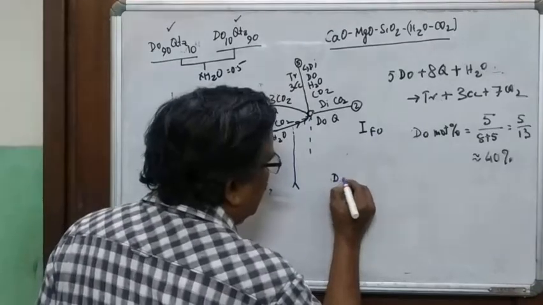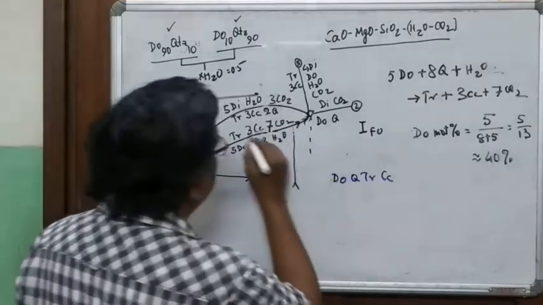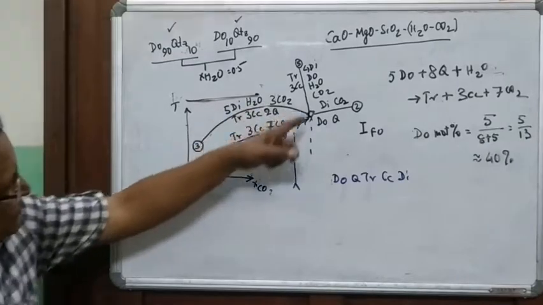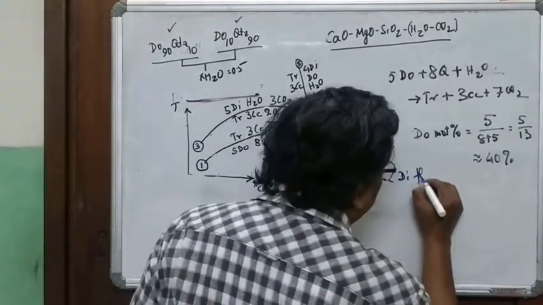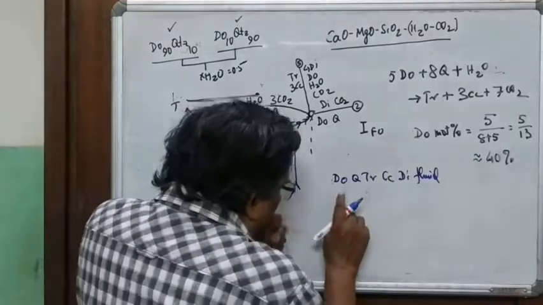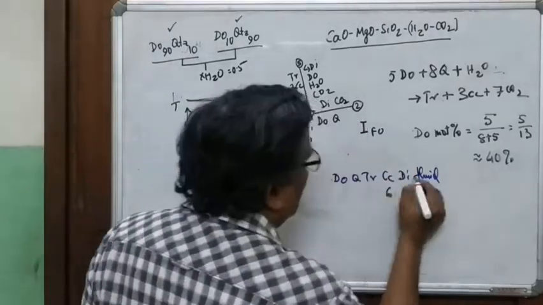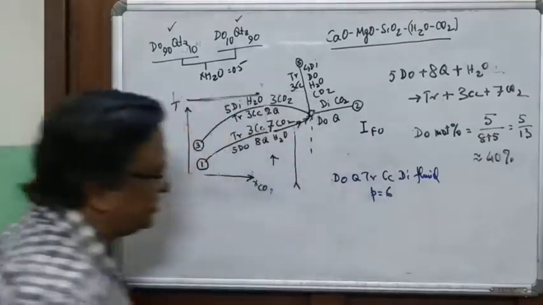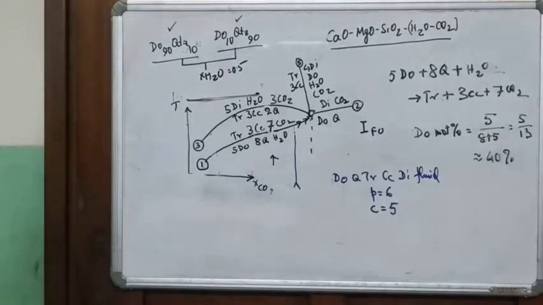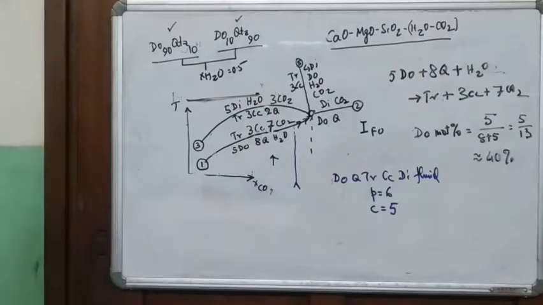Because what are the assemblages here you see? The assemblages are dolomite, quartz, tremolite, calcite, and fluid. These are the phases. So 1, 2, 3, 4, 5, 6. So the number of phases P is equal to 6 and the number of components C is equal to 5. 1, 2, 3, 4, 5. So C is equal to 5.